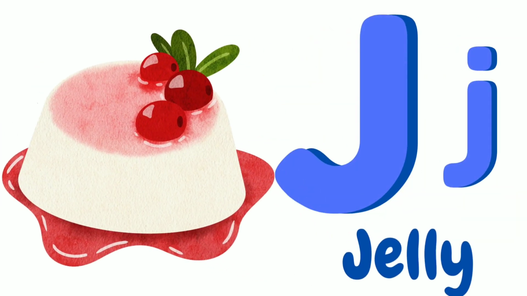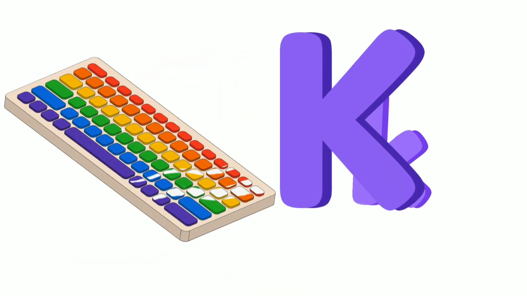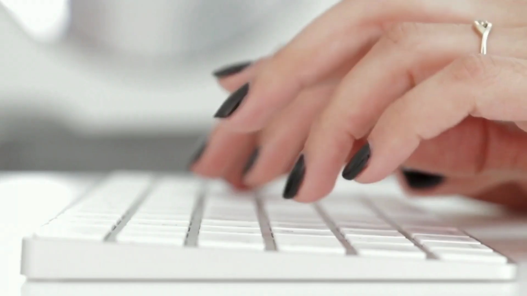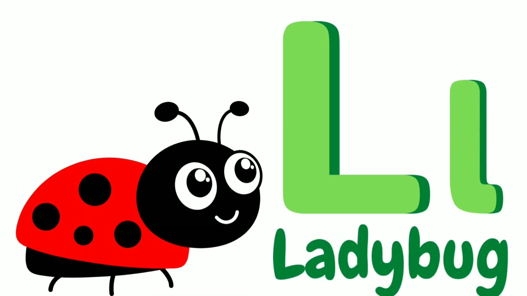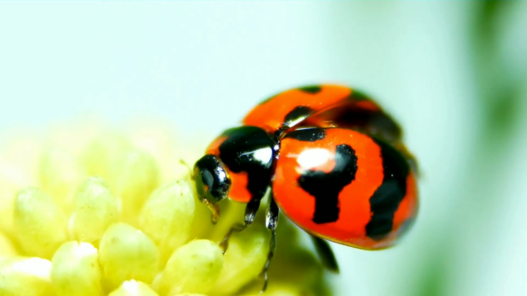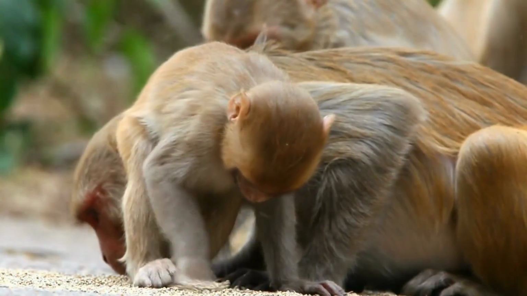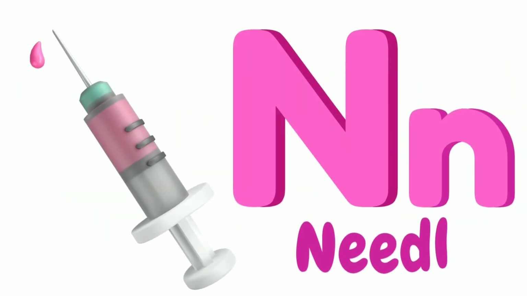J is for jolly, jolly, jolly. This is the jolly, jolly, jolly. K is for keyboard, keyboard, keyboard. This is the keyboard, keyboard, keyboard. L is for ladybug, ladybug, ladybug. This is the ladybug, ladybug, ladybug. M is for monkey, monkey, monkey. This is the monkey, monkey, monkey.